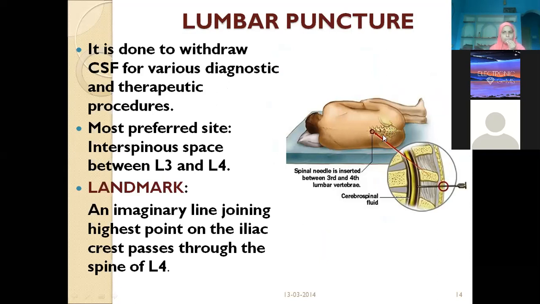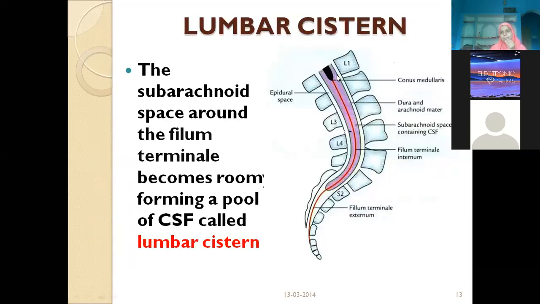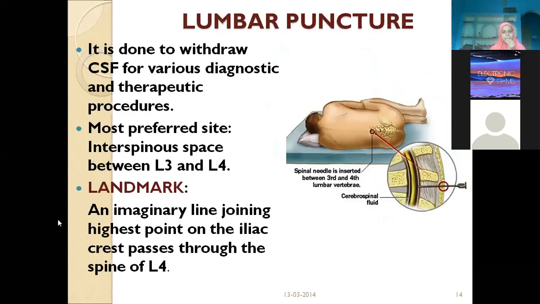Ma'am, can we see the lumbar cistern? We can't feel it. It's only an imaginary plane. We know that the spinal cord ends at L1. Now here you are inserting the needle between L3 and L4. The needle should pierce only the subarachnoid space, because in the subarachnoid space we have the CSF. We should be very, very careful. So here only pia mater and CSF are there.